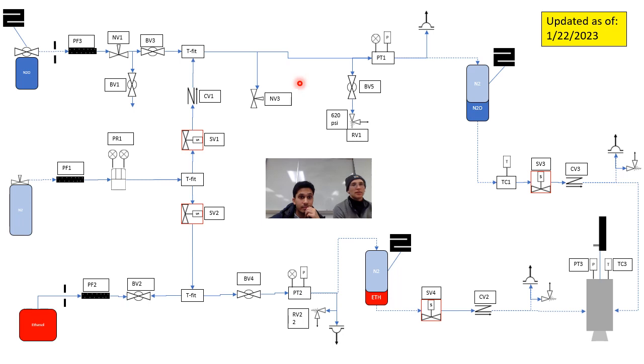Okay, so we've just made a note that we probably want to add a relief valve, because once we close BV5, we don't really have any backups except for that burst disc, but that's not pictured here, obviously.